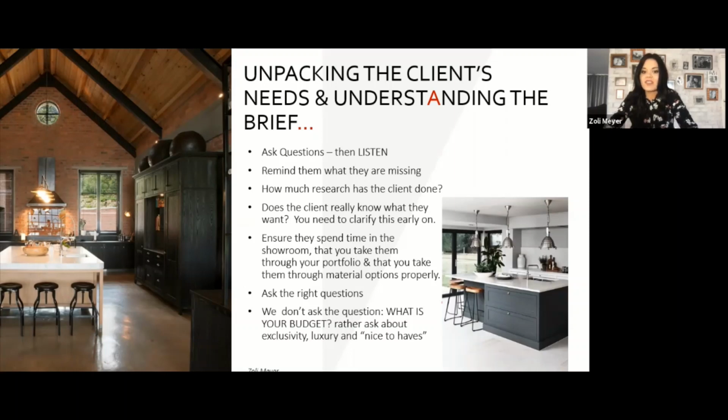So I think with that, it does help to talk to them, but also to ask them to show you pictures. We all know how they love Pinterest. It's not the best for us, but just to get an idea of what they like. So spend time in your showroom, spend time with your portfolio, and for them to show and to see what they really like. And then to ask the right questions. I think that's the main point that I want to get to.